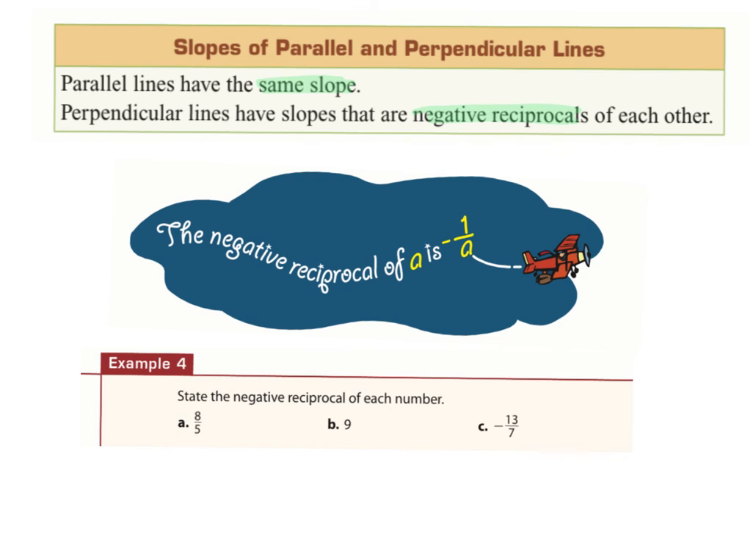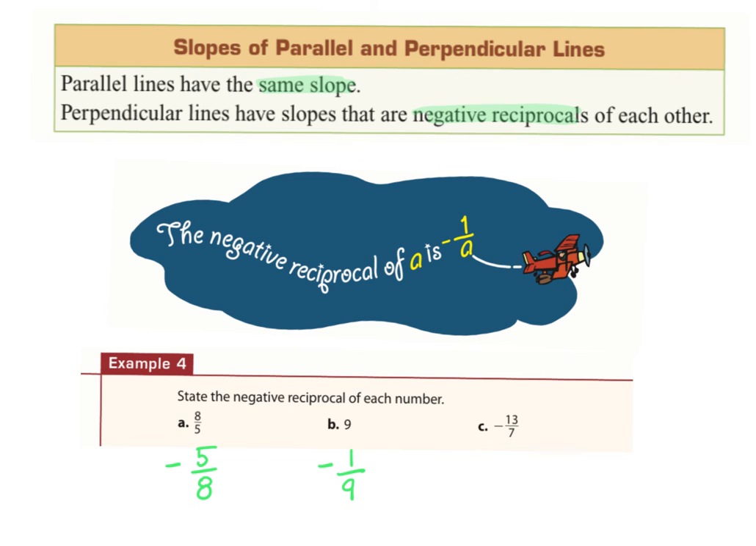State the negative reciprocal of each number, all right? 8/5. If I want the negative reciprocal of that, I'm going to flip it upside down, 5/8. It was positive. I am going to change it to negative. Negative reciprocal of 9. Because it's a whole number, I'm going to put 1 over it. 1/9. It was positive. It becomes negative.